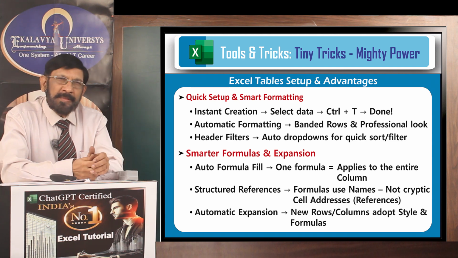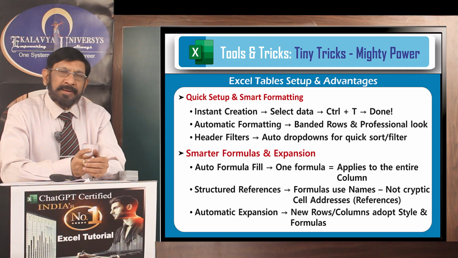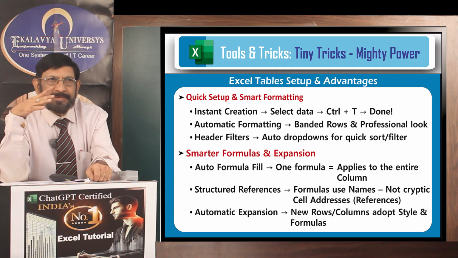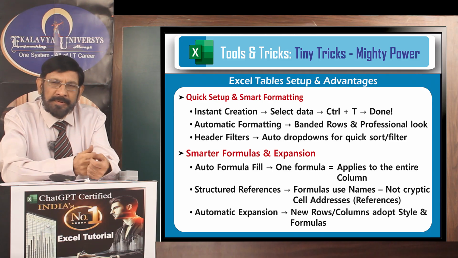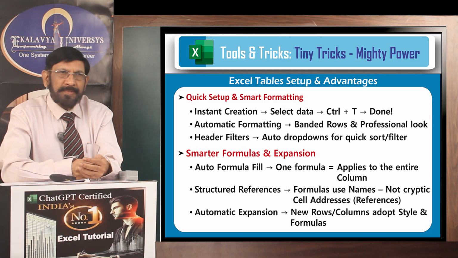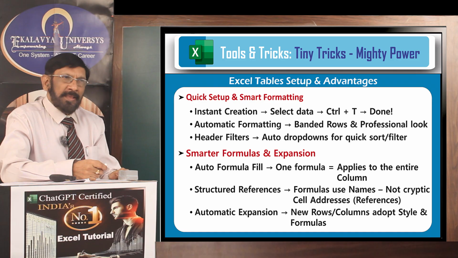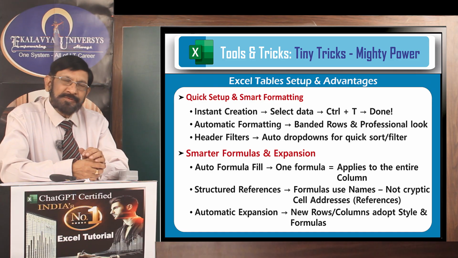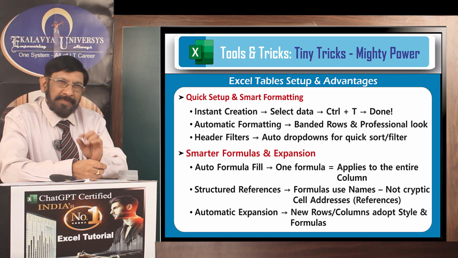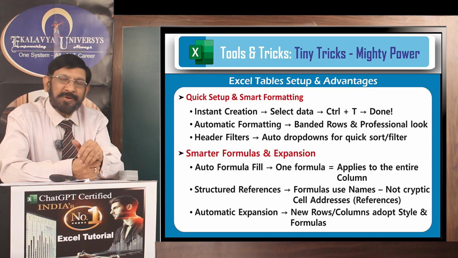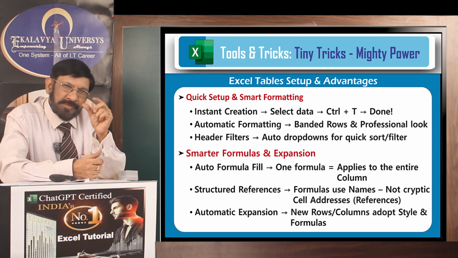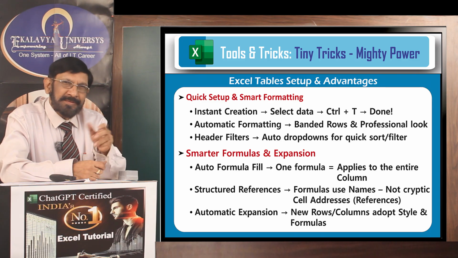Okay. Now, in order to transform a plain data set into a table, the Control T command you have to apply, and that's the first thing. Thereafter, once we create a table, banded rows like zebra lines are automatically created. It looks very professional. We can experience that.